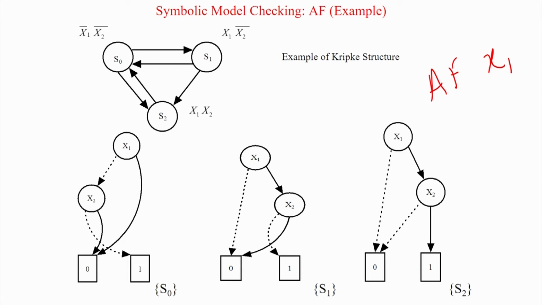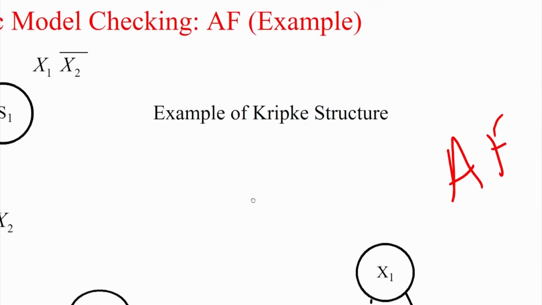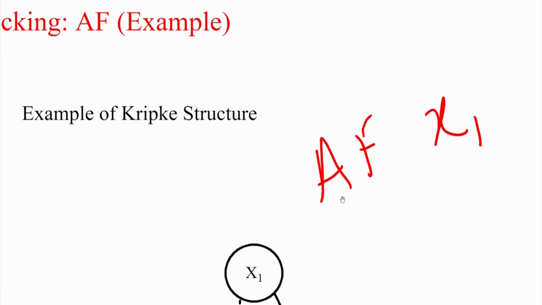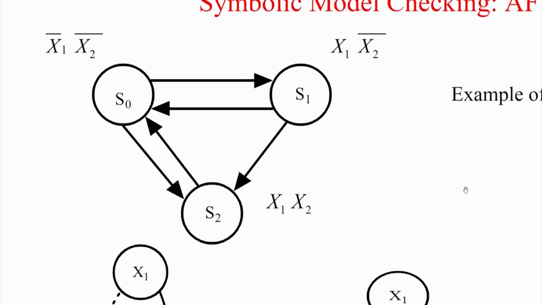Before doing it symbolically, let us take a layman's approach to see what the output is going to be. If you look at this structure, it is very obvious that from all states this formula is going to hold. The formula is: from a state, all paths in future x1 is going to be true. You can see this is a path, x1 is going to be true. This is a path, again x1 is going to be true. So, from S0 all the paths in future will give you x1 true.